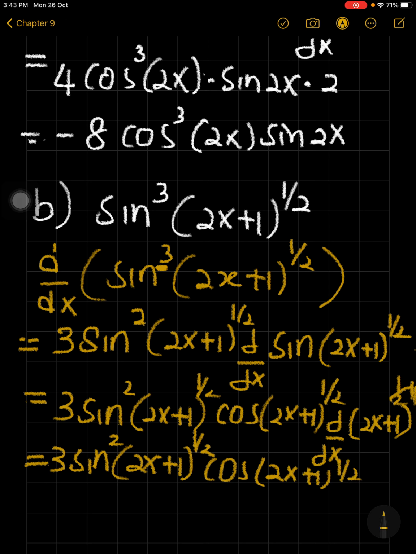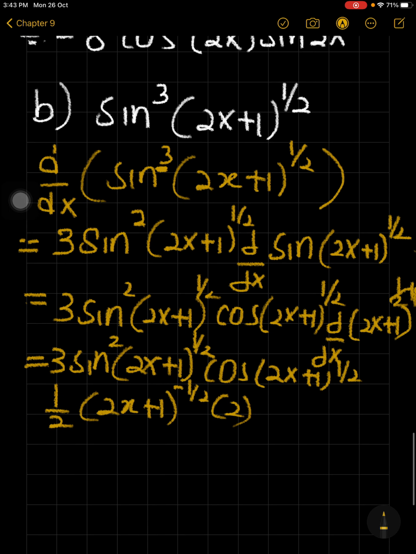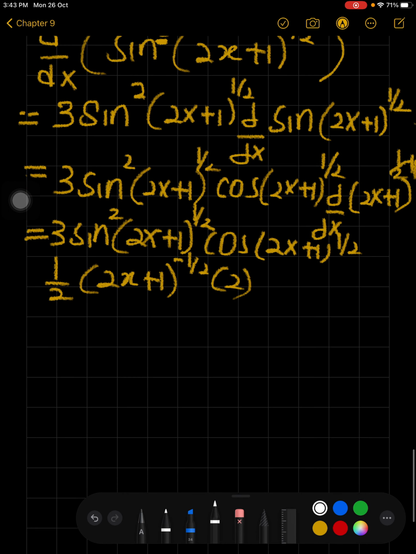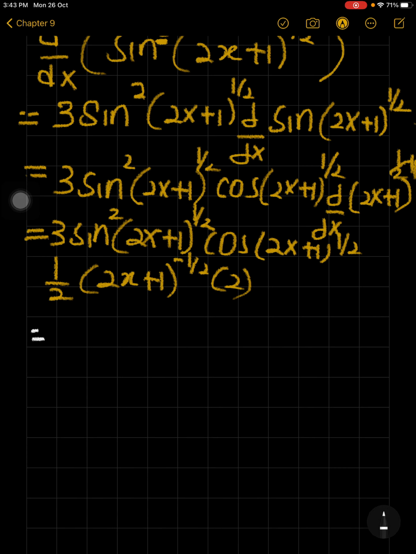Okay, sambung kat sini, you differentiate tu you akan dapat 1/2 (2x plus 1) kuasa tinggal separuh. Lepas tu differentiate benda dalam tu, you got 2. Okay, so you punya last answer adalah, tulis yang warna putih last. Okay, so last answer you panjang kan.